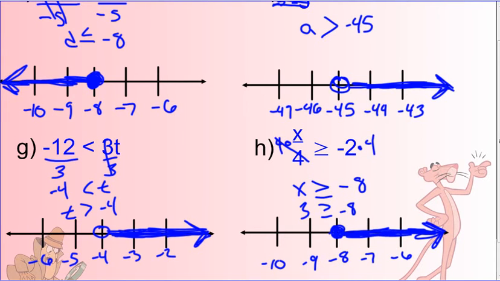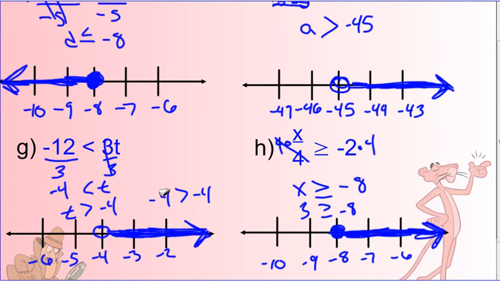Okay. Over here in letter G, negative 4 is not an answer. Watch. If we put negative 4 here and plugged it in, is negative 4 greater than negative 4? No. Negative 4 is not greater than negative 4. It's equal to. So negative 4 is not an answer. So this is like a little force field saying negative 4 is not an answer.